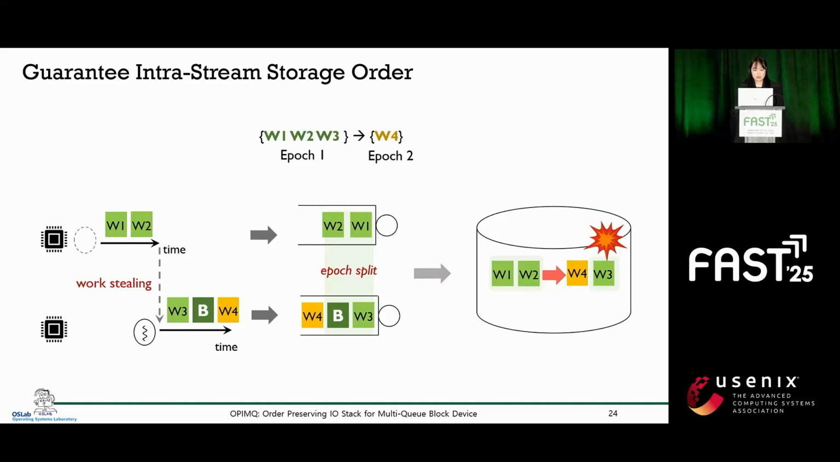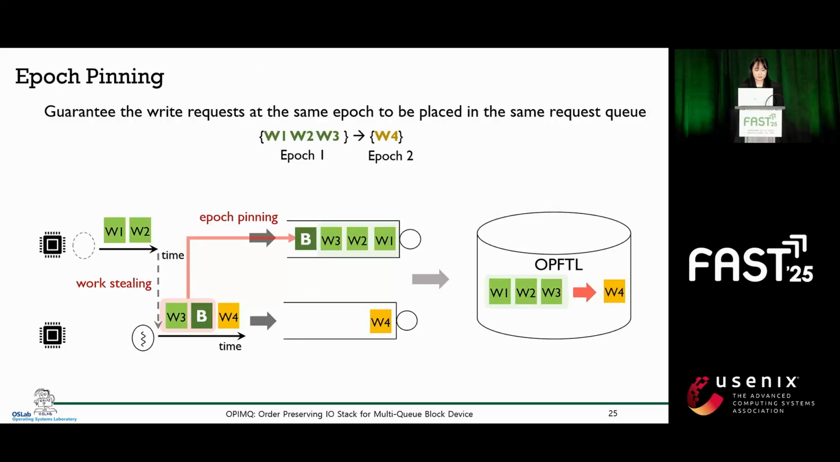Now let me explain how OPIMQ addresses the first challenge, guaranteeing intra-stream storage order. To prevent epoch split, OPIMQ introduces epoch pinning, ensuring all writes in the same epoch are placed in the same queue. If a thread migrates before epoch delimitation, it dispatches write requests to its original queue. New requests are placed in the migrated core's queue only after the cache barrier delimits the epoch. This prevents premature epoch delimitation at the storage level.